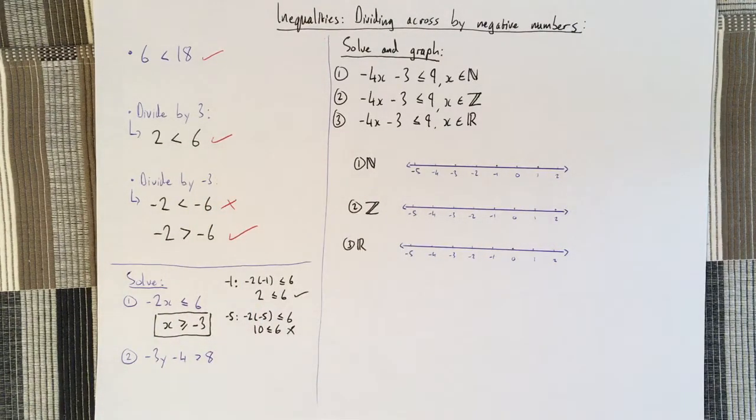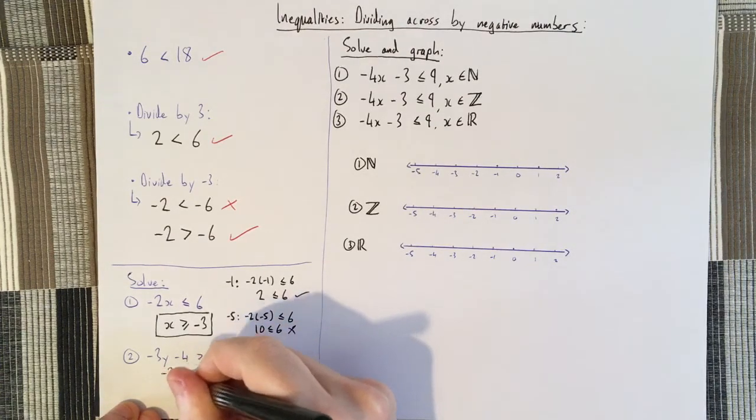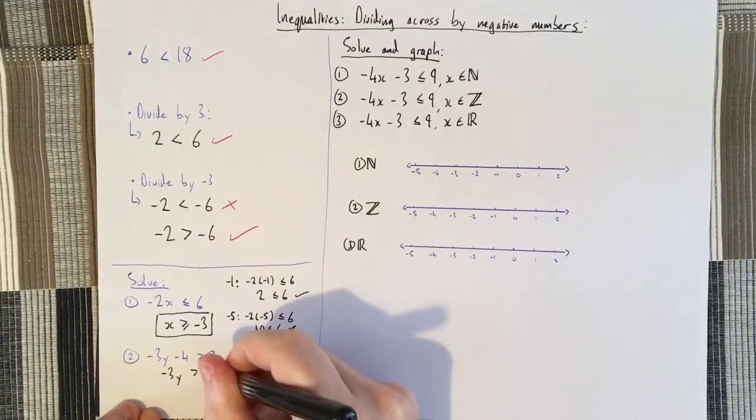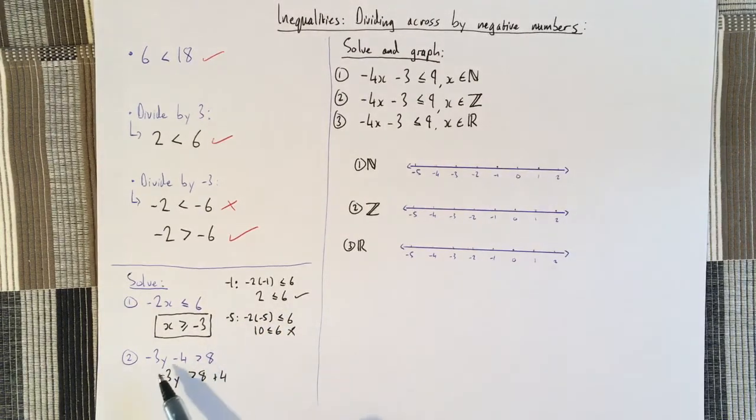Next one here, minus 3y minus 4 is greater than 8. So first thing I'm going to do here is bring the minus 4 over. If you bring a minus 4 over, it becomes plus 4. So minus 3y is greater than 8 plus 4. So just remember, bringing a minus 4 over becomes plus 4. You don't have to flip the inequality for that.